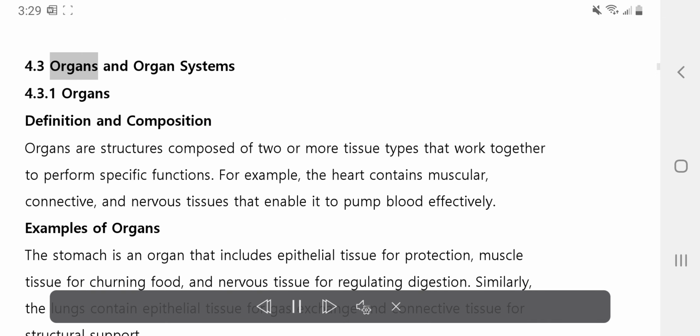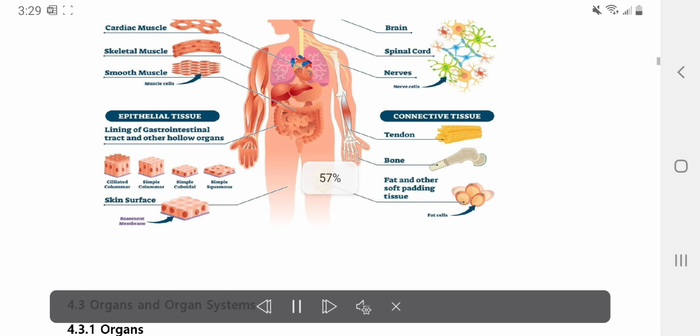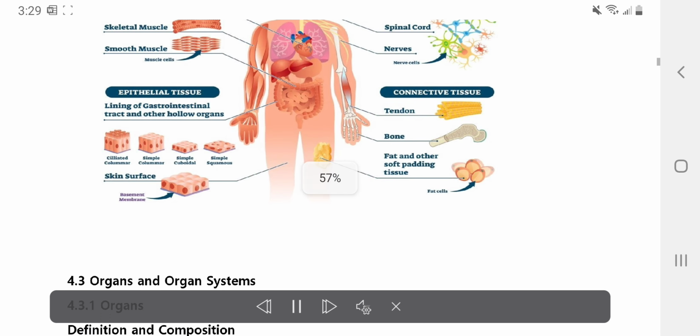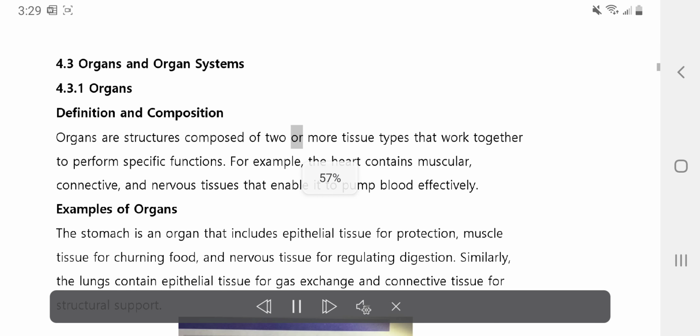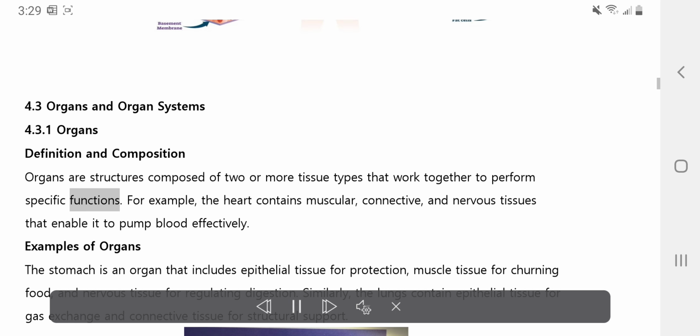For point 3 Organs and organ systems. For point 3.1 Organs. Definition and composition. Organs are structures composed of two or more tissue types that work together to perform specific functions. For example, the heart contains muscular, connective, and nervous tissues that enable it to pump blood effectively.